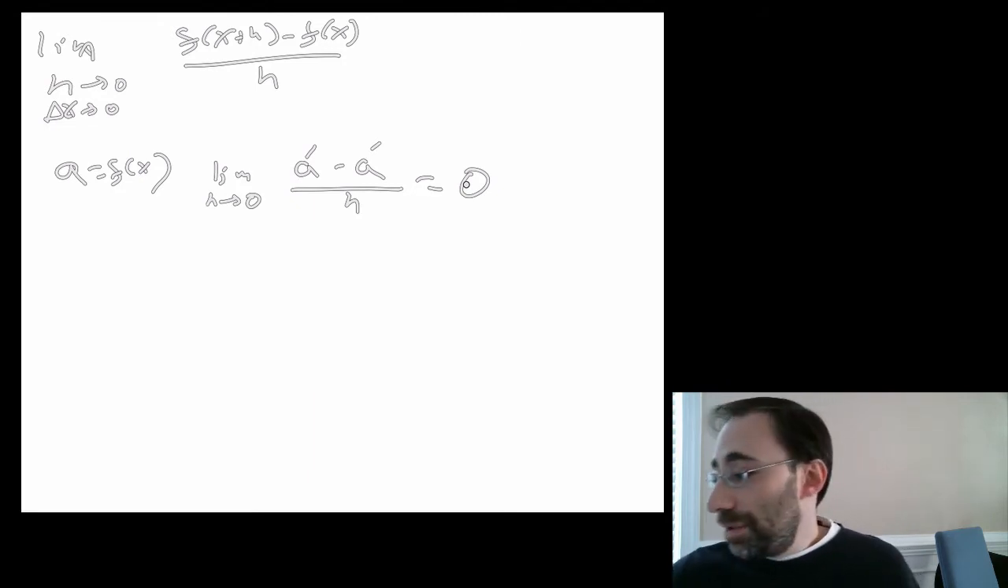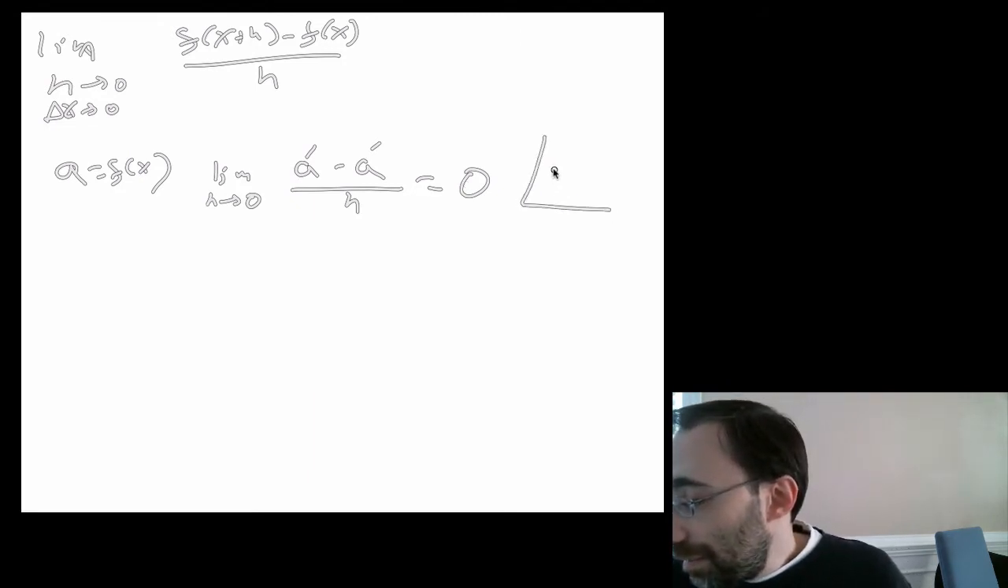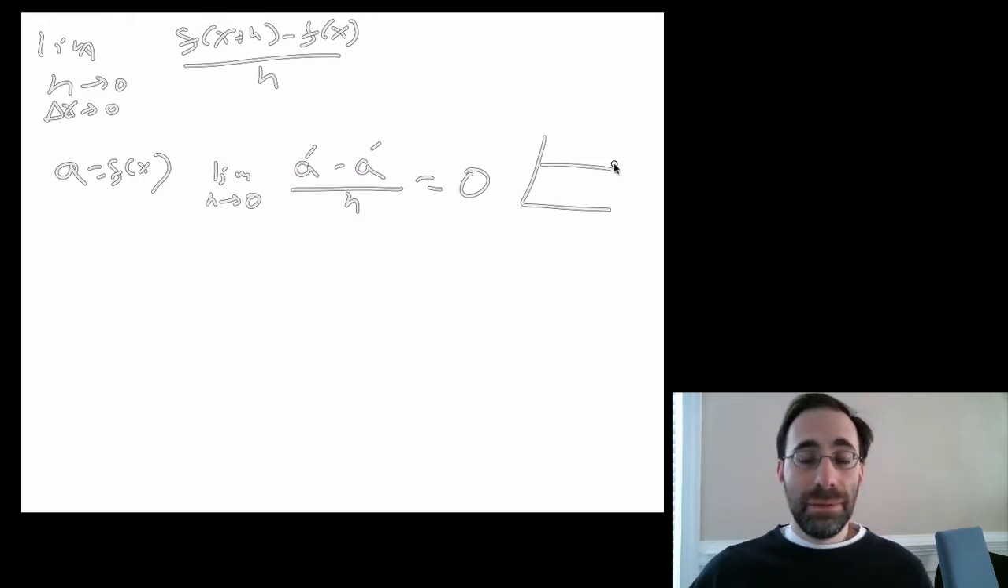That's good, because if you drew a constant graph, say like that, what's the slope? It's 0. So the derivative spits out the slope as it's supposed to. And the derivative of all constants is just 0.